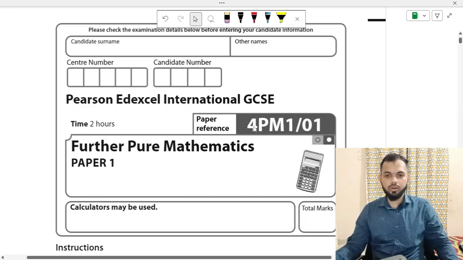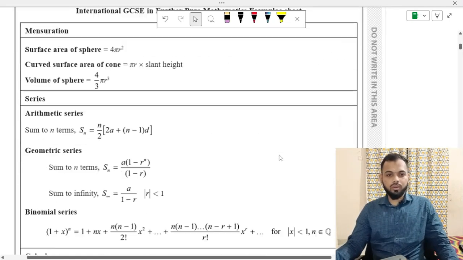You can see the paper reference here for PM1/01, which is January 2023. So let's get started on the first problem.